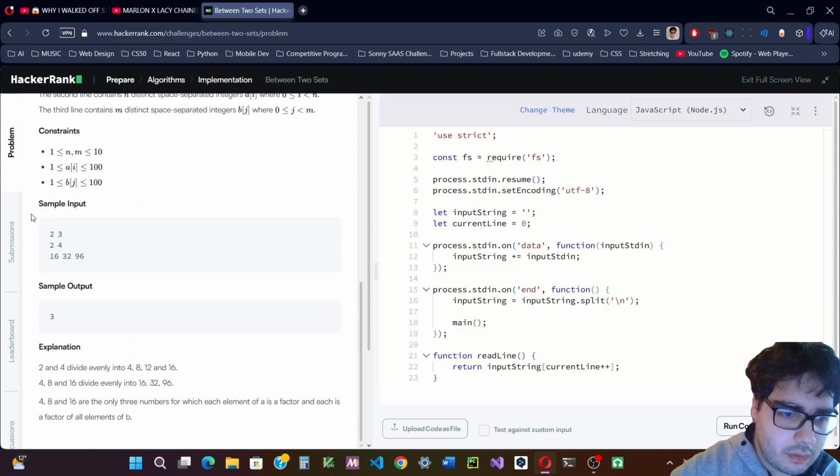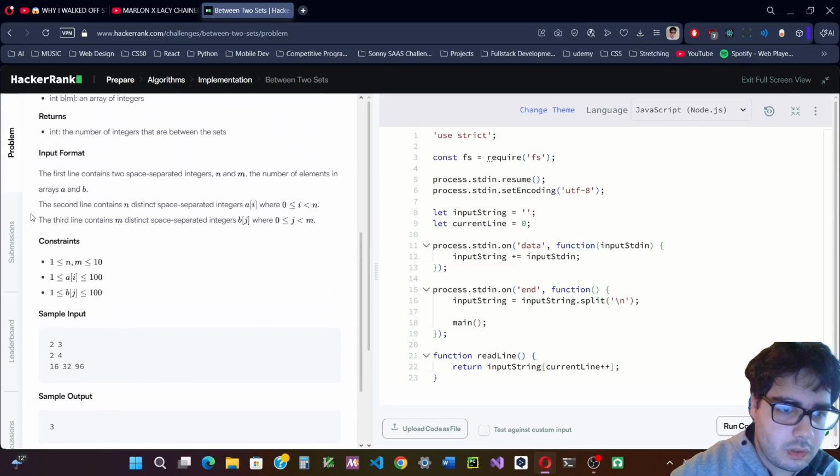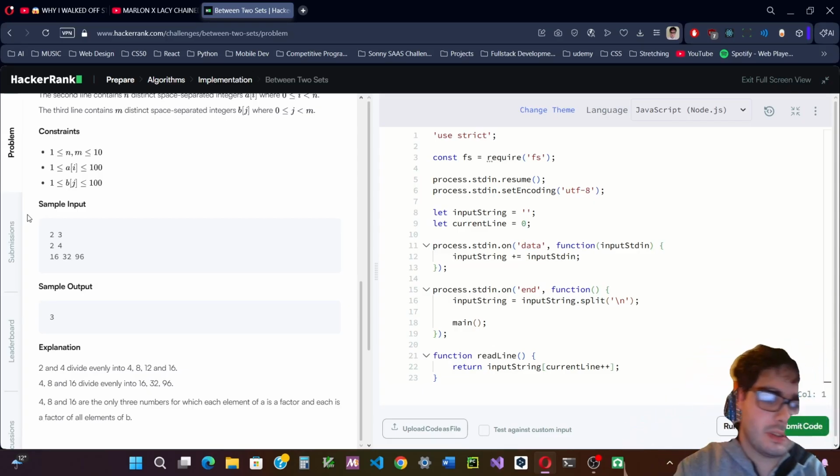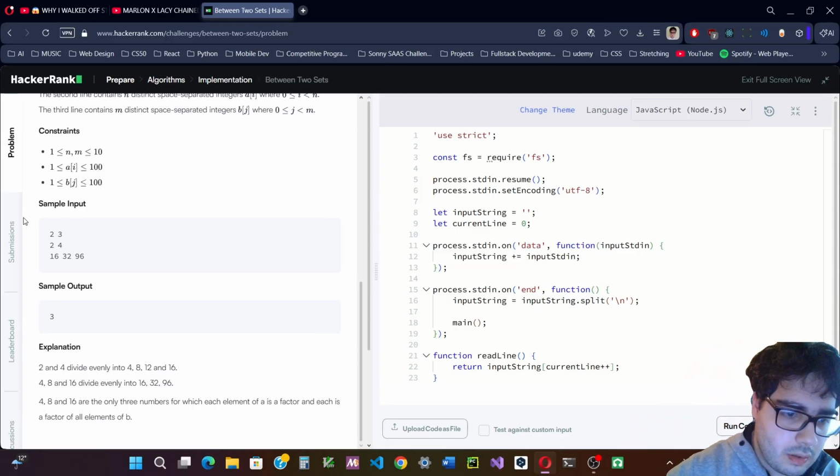The first line contains a and b. 2 and 4 divide evenly into 4, 8, 12 and 16. 4, 8 and 16 divide evenly into 16, 32 and 96. 4, 8 and 16 are the only three numbers for which each element of a is a factor of the number, and the number is a factor of all elements of b.